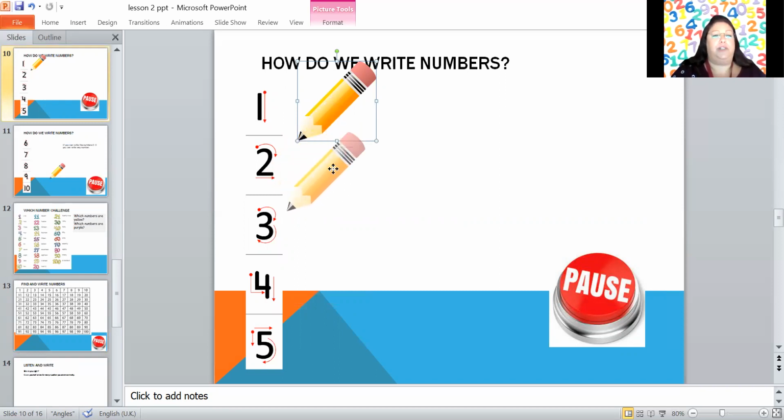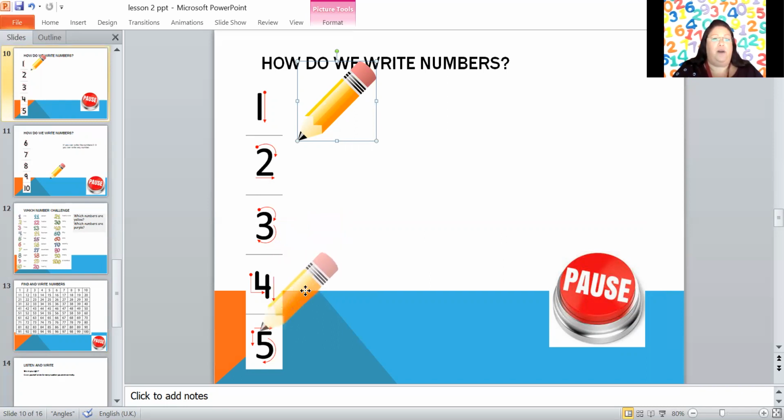Then we're going to go on to the number 3. We're going to start at the top and it goes round in a bit of a bump and round in another bump. And there are 2 of them, aren't there? There's only 1 on the 2, but there's 2 on that number 3. For the number 4, we're going to start at the top. We're going to go down the line, across the line, take your pencil off, and then start at the top again and draw a line down. It's like drawing a number 1 on top, isn't it?